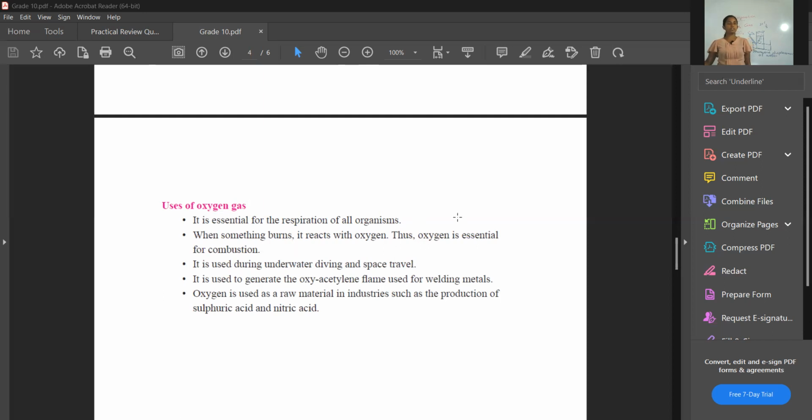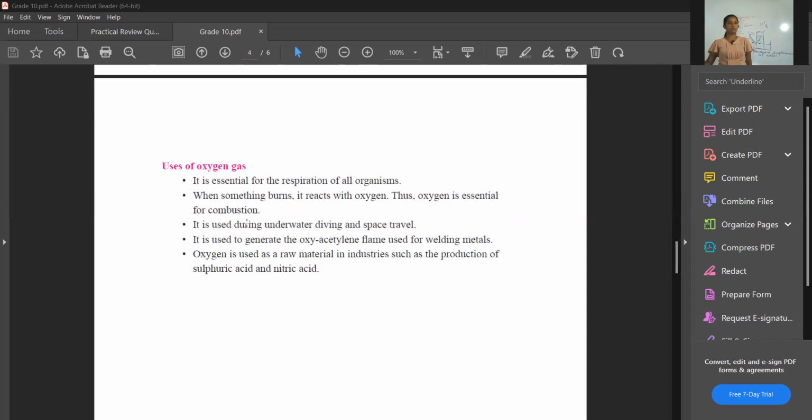Oxygen is essential for combustion. It is used during underwater diving and in space travel. It is used to generate the oxyacetylene flame. These are the uses. Oxygen is used as a raw material in industries such as the production of sulfuric acid and nitric acid. So you have to remember these uses of oxygen gas.